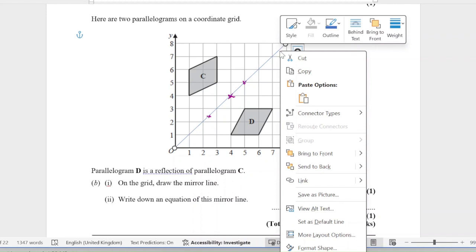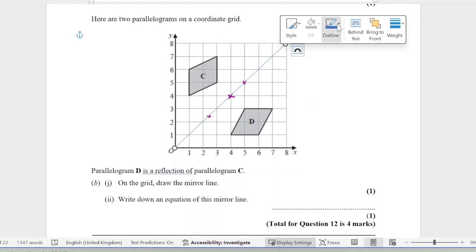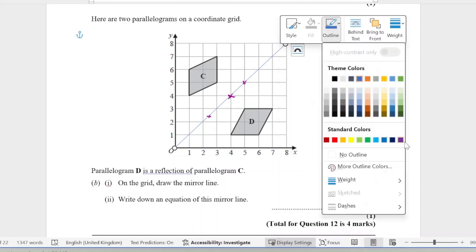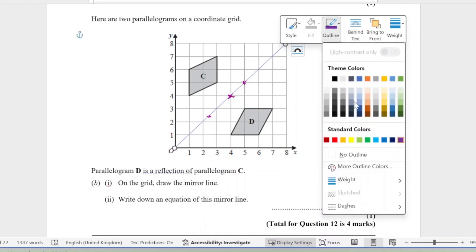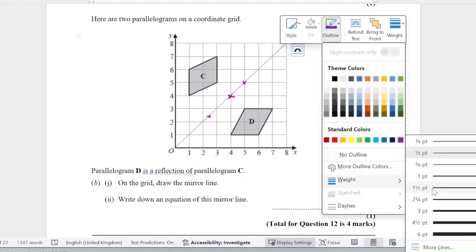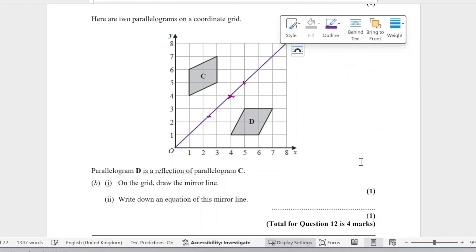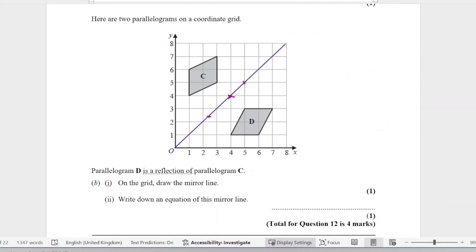Let's just match that with my writing colour. I'll make it a little bit thicker. There we go. Okay, write down the equation of the mirror line. So the mirror line is, well, if you look at any coordinate, the x and the y values are equal. So y is equal to x would be the equation, although I'm sure you can get away with x is equal to y.